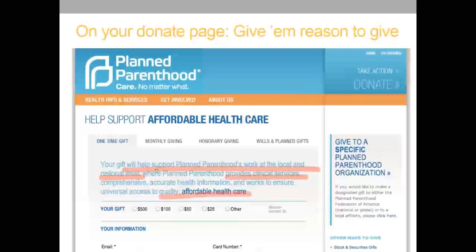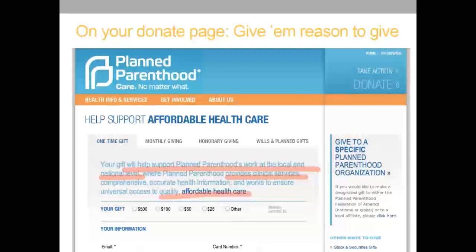Sure. But what it says over here is, your gift will help support Planned Parenthood's work at the local and national level, where they provide clinical services, and ultimately working to ensure universal access to quality, affordable health care. And that's their big goal. That's probably their mission, but it doesn't need to be restating your mission. It just very quickly and simply explains why you should give. So that's the first thing that you want to make sure is very clearly stated in short copy.